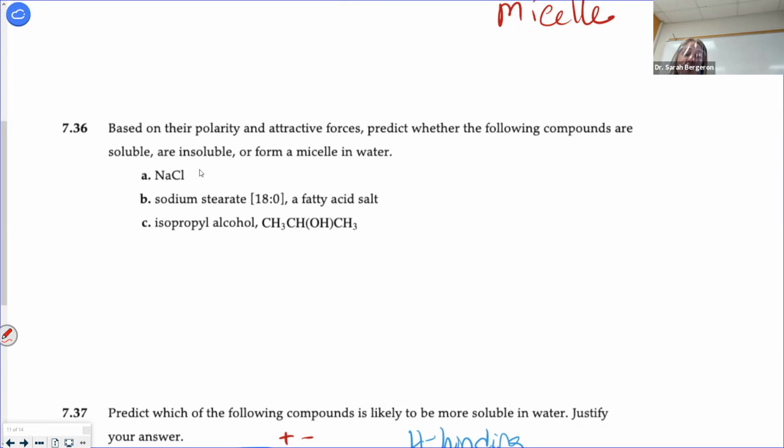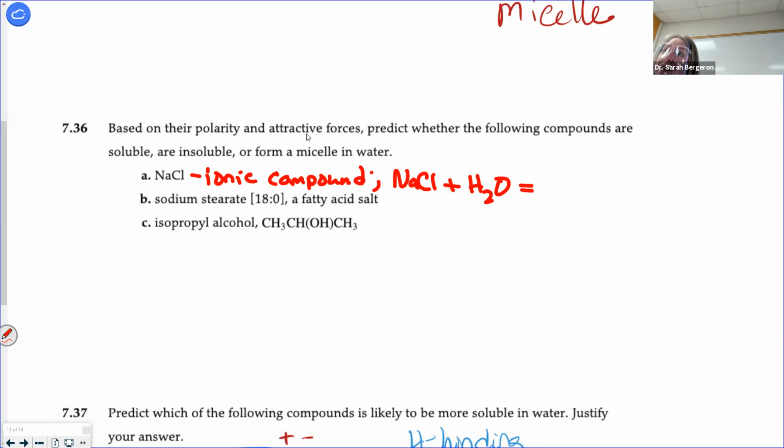Predict whether the following compounds are soluble, insoluble, or form a micelle in water. NaCl. This is an ionic compound. What kind of attractive forces is it going to have with water? So NaCl plus water will have what kind of forces? Come on, y'all. Remember the little flow chart from earlier?